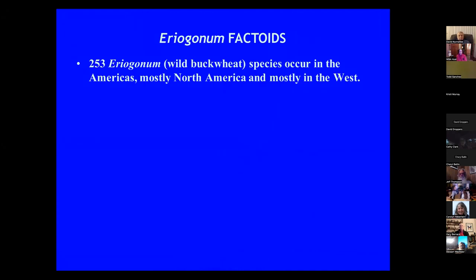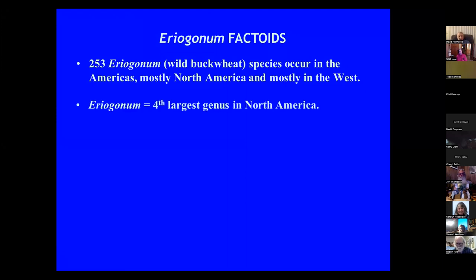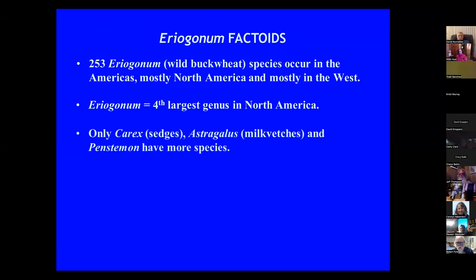A few factoids about Eriogonum. We have 253 Eriogonum species in the Americas. Most of them are in North America and mostly in the West. There are very few species in the East, and those that are in the East do not extend up into New England. They're in the southern part of the East Coast. Eriogonum is a big genus, fourth largest in North America, and the others are Carex, the sedges, Astragalus, the milkvetches, and Penstemon, and each of those has more species than Eriogonum.